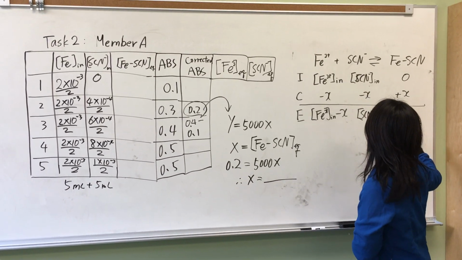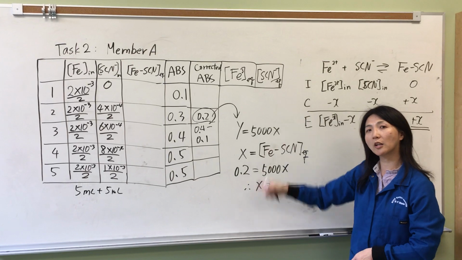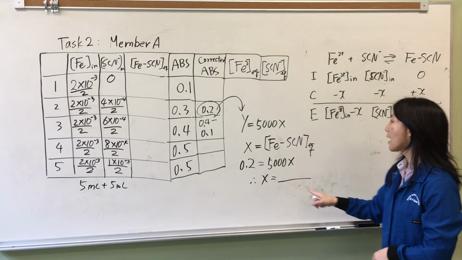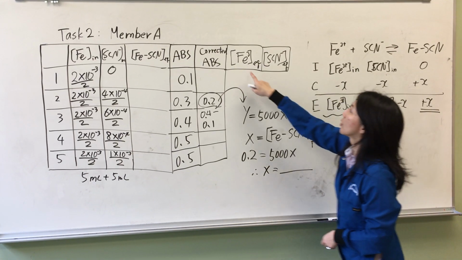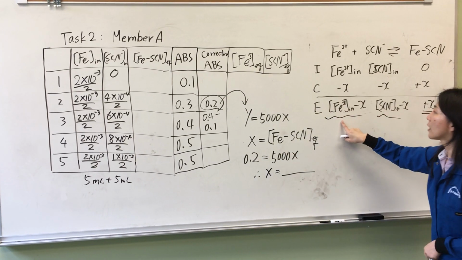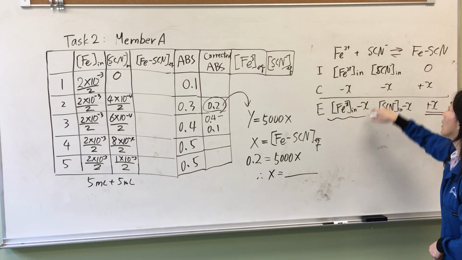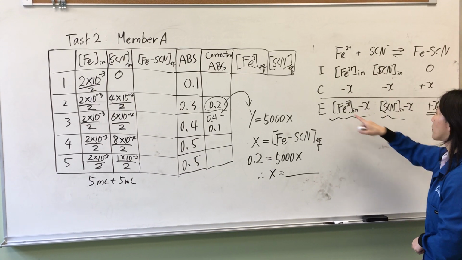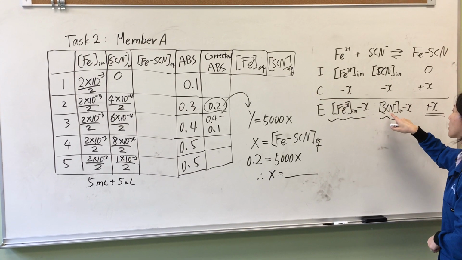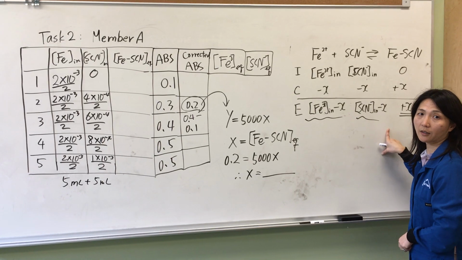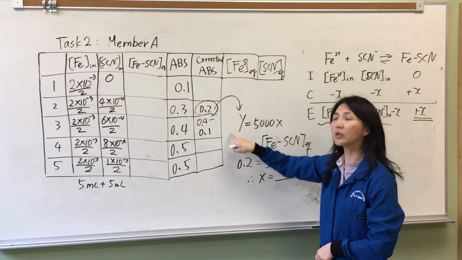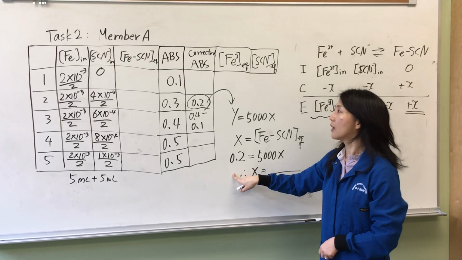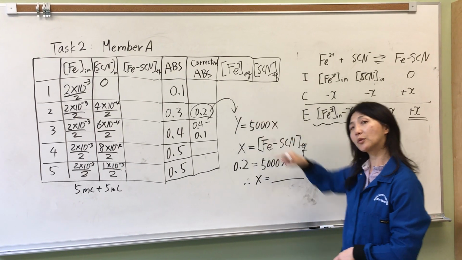Okay, so the concentration of the product comes from the standard curve from task 1. Once you get that, you can calculate the iron equilibrium concentration, initial minus x, and the thiocyanate equilibrium concentration, thiocyanate initial minus x. Okay, you do this calculation for standard 2, 3, 4, 5. You don't have to do number 1 because it's a blank.